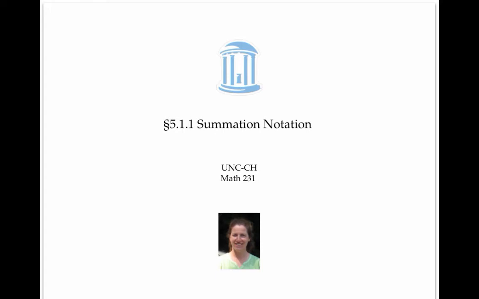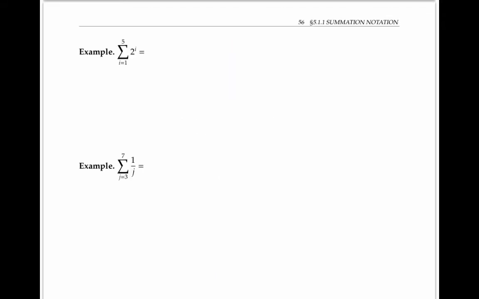This video reviews summation notation, that is, the sigma notation used to write a sum. In this expression, using the Greek capital letter sigma, the letter I is called the index, the number 1 is called the lower limit of summation, or the starting index, and the number 5 is called the upper limit of summation, or the ending index.